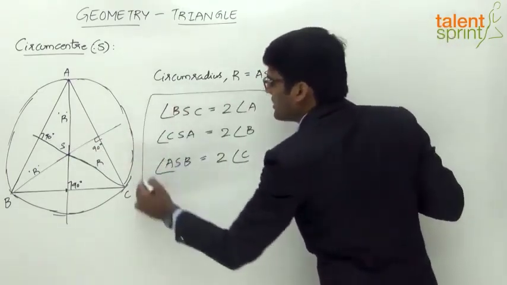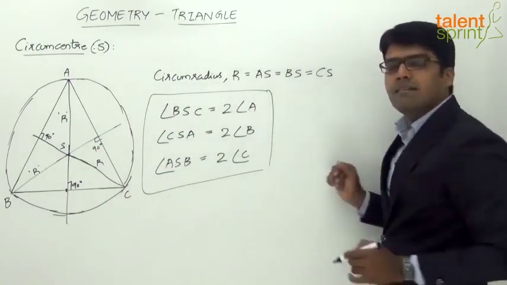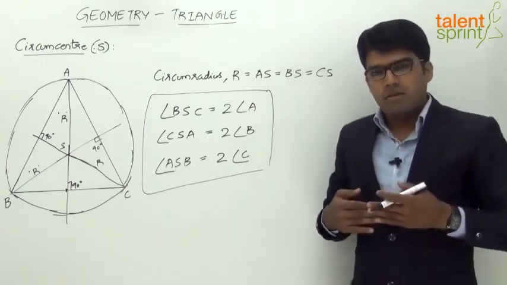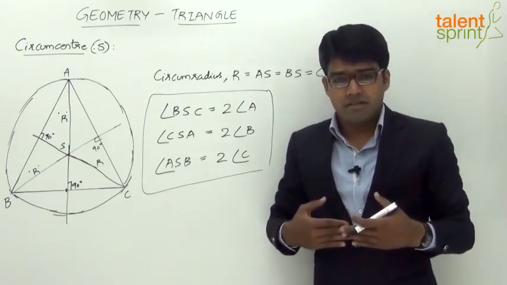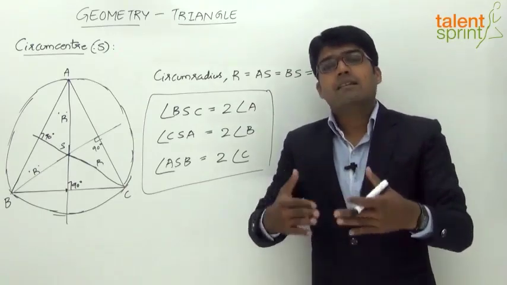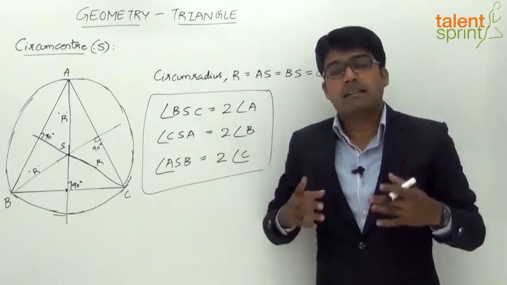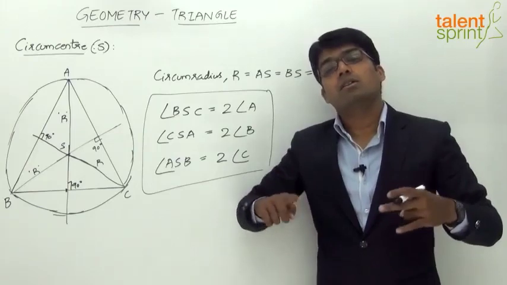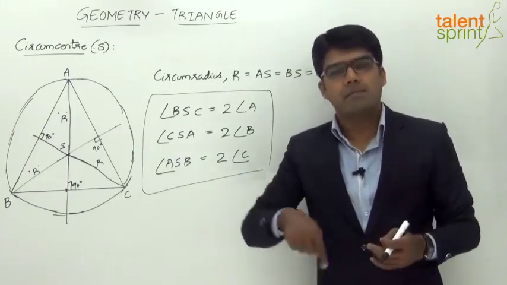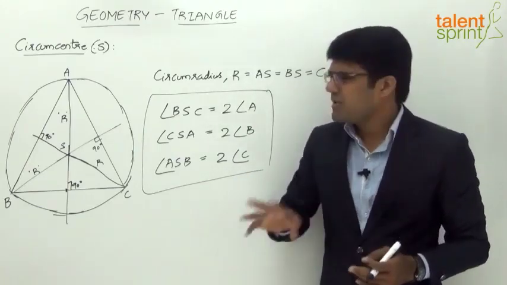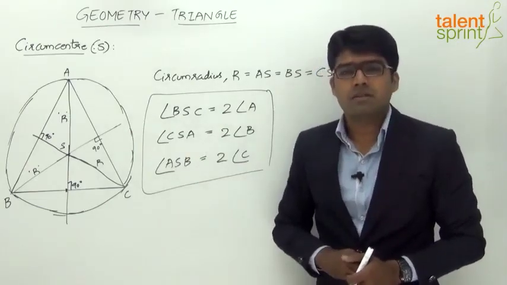Now this is actually based on the properties of a circle and a chord. You very well understand that a chord of a circle makes an angle theta at the center of the circle, and the angle made by the same chord on the other arc will be half of the angle made at the center of the circle. So based on that property we can conclude this for the circumcenter.